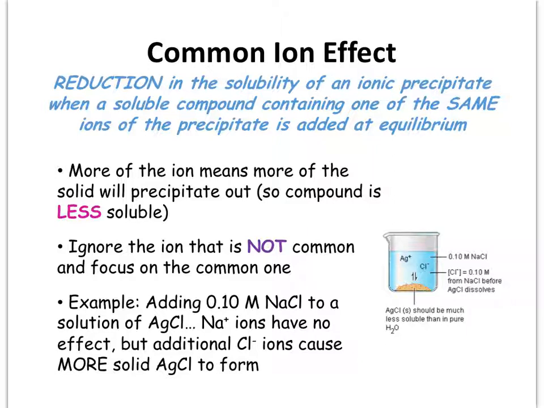So the AgCl, because of the presence of more Cl- ions, is not going to be as soluble. So it's actually going to precipitate out some more. So less of the AgCl will be dissolved. That's a common ion effect. The substance here, the AgCl in this case, is less soluble than it was because of the presence of another Cl- ion, or more Cl- ion. That's the common ion effect.